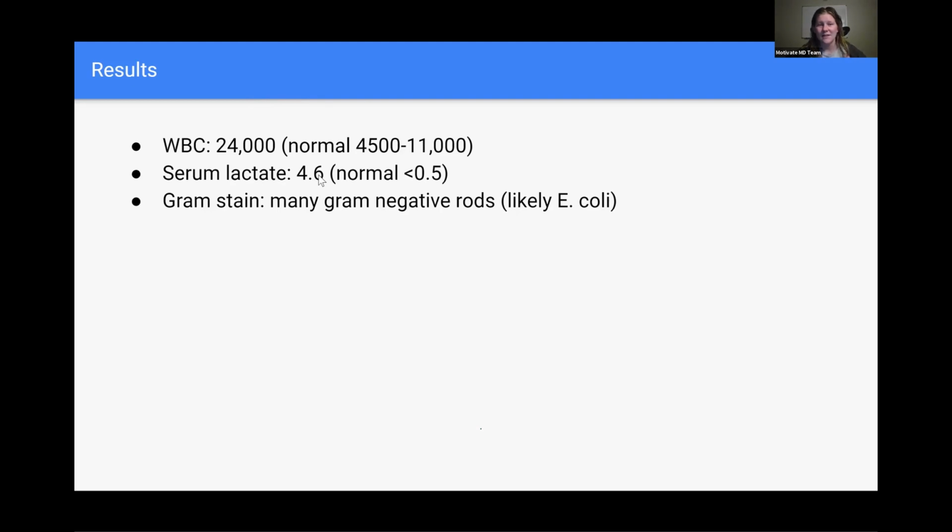And then lastly, we did a gram stain and it showed many significant gram negative rods. So this is likely E. coli, and that's the predominant bacteria of the gut.